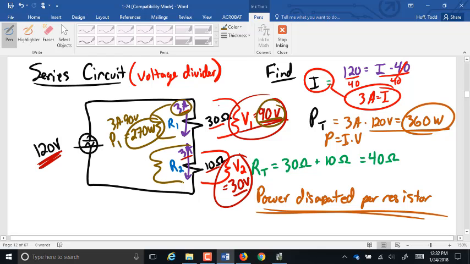P2, the power dissipated on resistor 2. What's the current? 3 amps. What's the voltage? 30 volts. 3 times 30 is 90 watts. That's P2. Notice 270 and 90 add up to our total of 360.